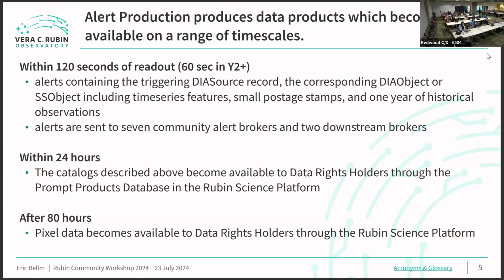The DIA source record itself is just a measurement on that image, so that's produced automatically. We will make a new DIA object record that summarizes what we know about it, which is not very much. You'll see, okay, this is the first detection. There will be some upper limits, so you get an idea of when it was not detected last. But there's not going to be detailed time series features for something we have one data point of, for instance.